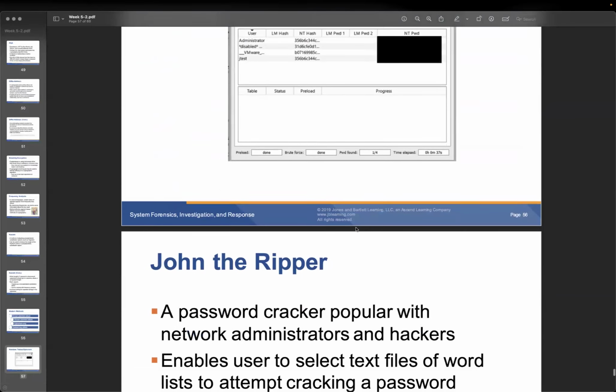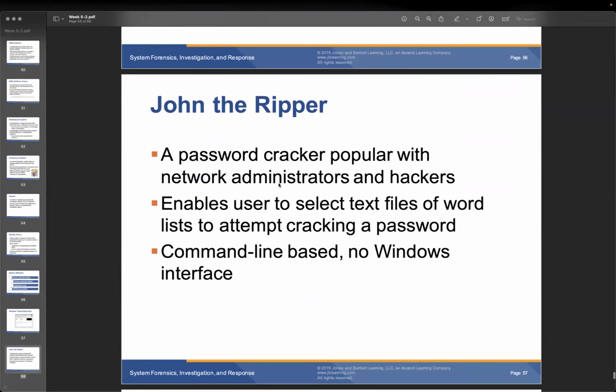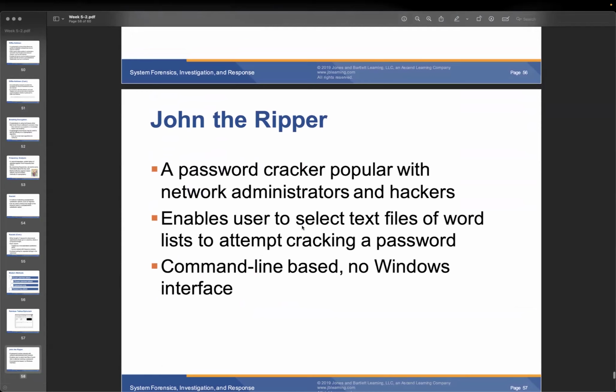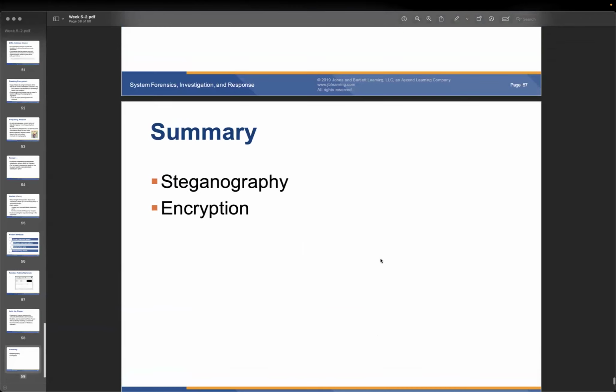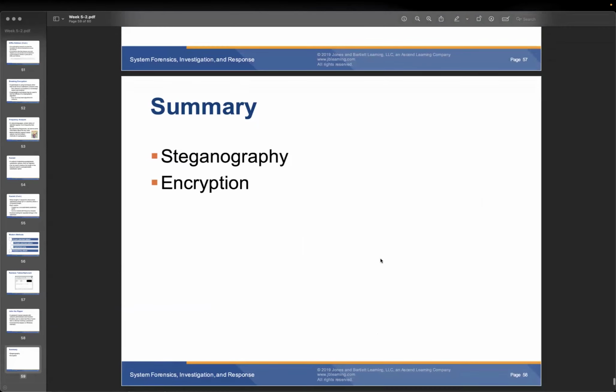Okay, it's called a rainbow table, and we will show an example. We're doing something similar. It is a password cracker probably used by network administrators and hackers. It allows the user to take a text file of words and then attempt to crack a password. It's a command line based interface that we can use to crack a password. Later we can try it.